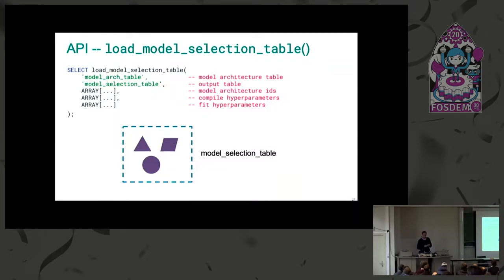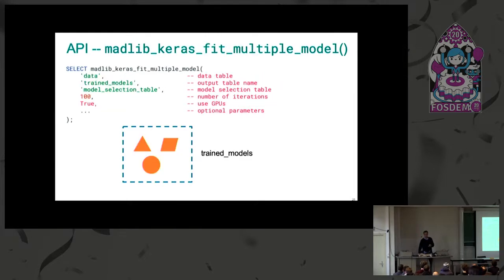This is what the API looks like. I won't go through the details, but there's an API for defining the models that you care about. So those 256 models that we want to run, you define what those are, and those can be architectures or hyperparameters. And then you want to train those models, you want to change them from purple to orange, and there's a function that is used to do that. You specify the number of iterations, whether you want to use GPUs or not. So you create the models you want to run, and then you train them.